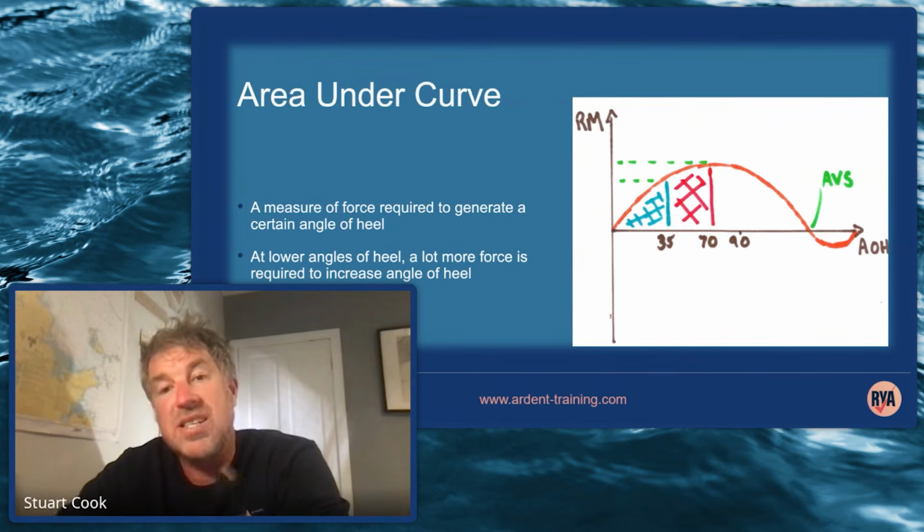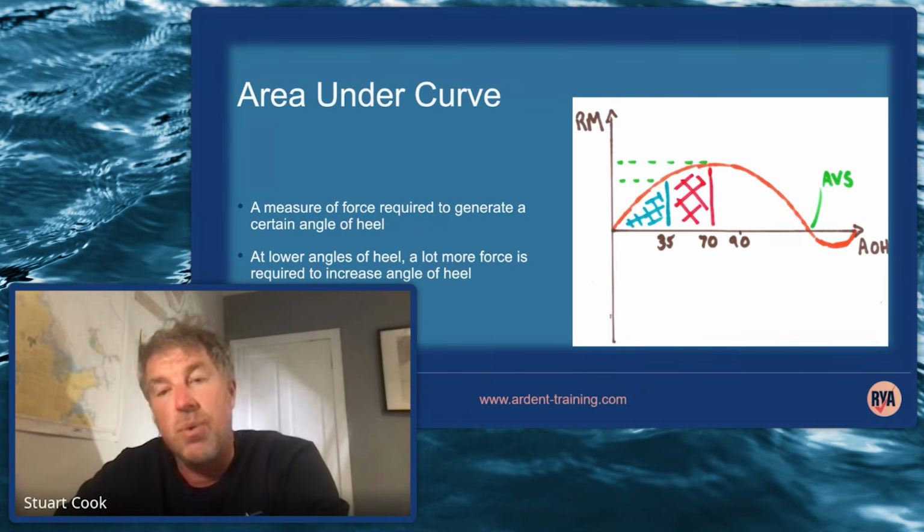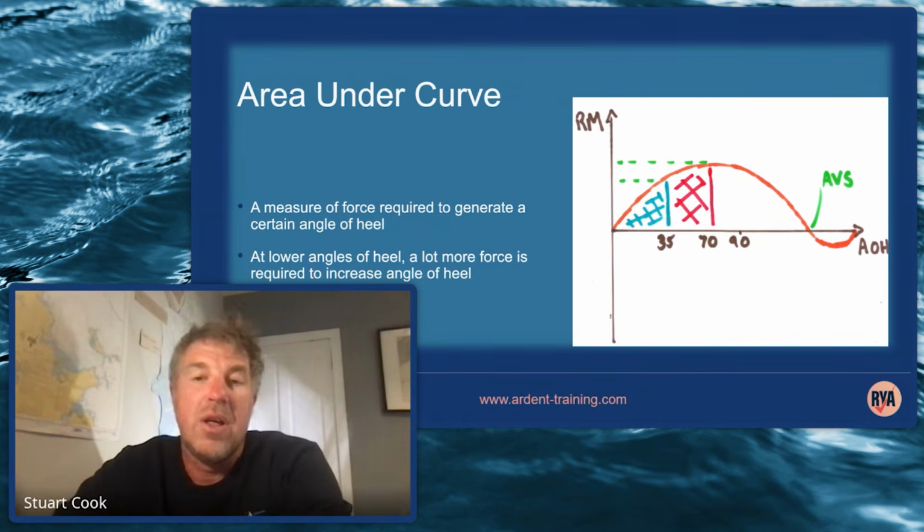If you wanted to get to 70 degrees angle of heel, you're going to need the whole of the blue area and the whole of the red hatched area. So it's maybe not massively clear, but for those who do a little bit of quick maths in their head, essentially that red bit is almost twice as big as the blue bit. So you're needing 3 times the force to create twice the angle of heel.